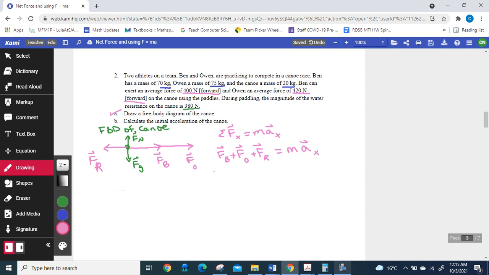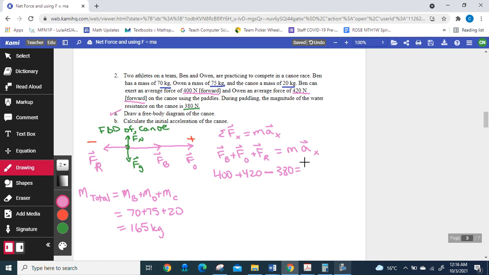Ben is a plus 400. Okay, let's keep forwards as plus, backwards as minus. Keeps my brain happy. Owen is going to have a force forwards of 420. That resistant force is the 380, and that's opposite, so 380 equals, oh goodness, I still need the total mass. Total is going to be the mass from Ben, the mass from Owen, and the mass from the canoe. So we need to add those all up. So we've got 70 plus 75 plus 20, so that's 165 kilograms.